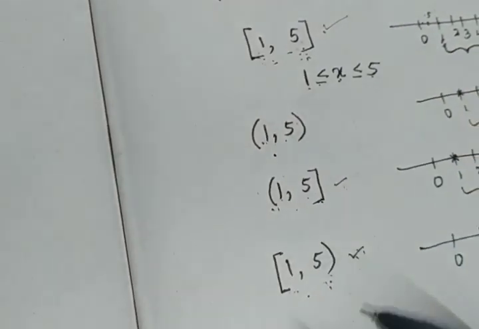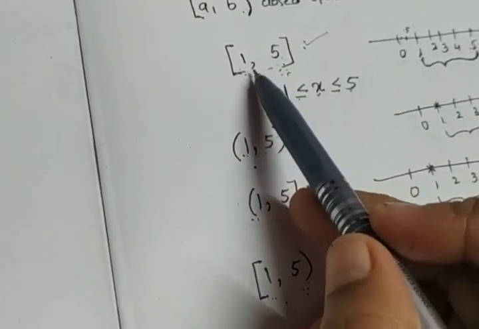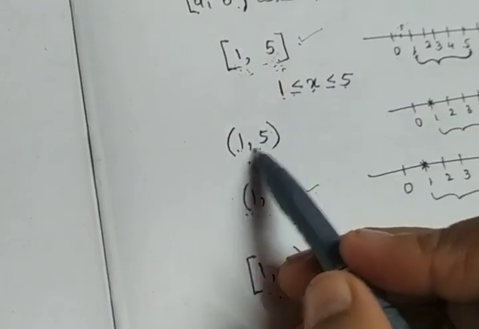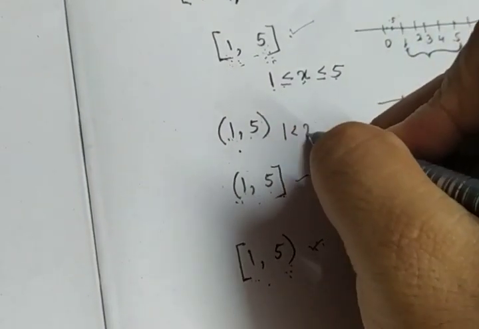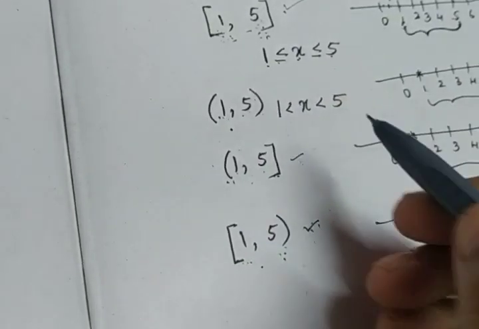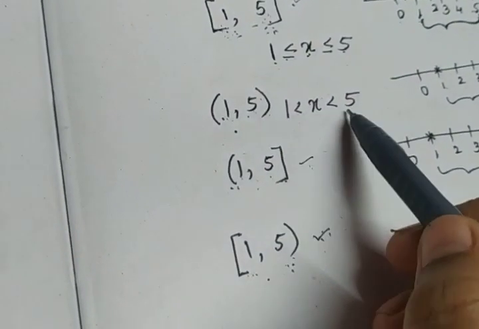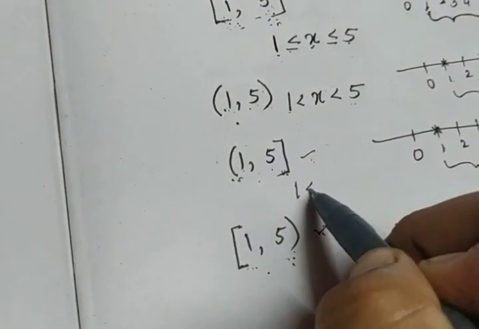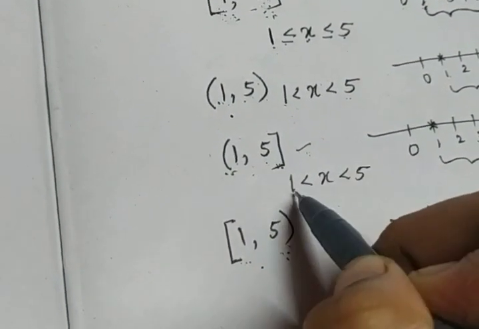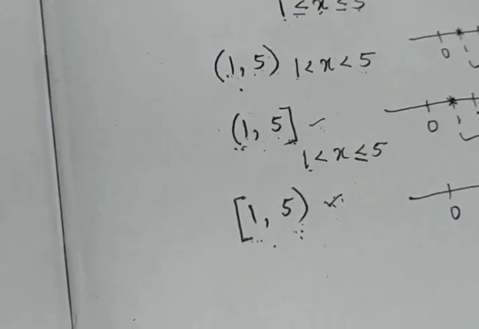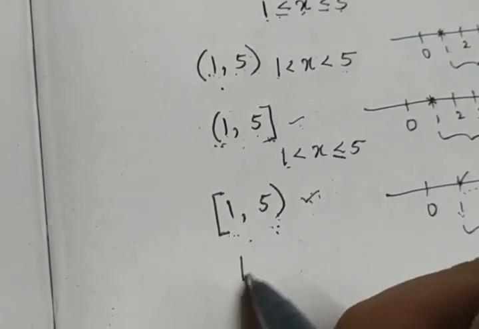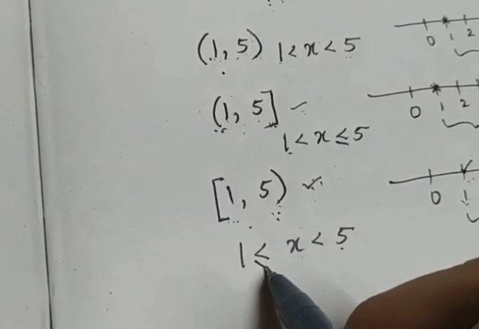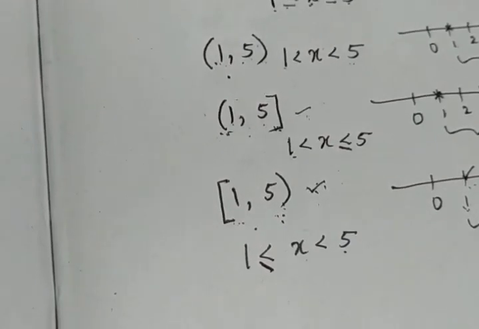So these are the 4 intervals. Closed interval [1, 5] means all the real numbers between 1 and 5, including 1 and 5. Open interval (1, 5) means all the real numbers between 1 and 5, excluding 1 and 5. Open-closed (1, 5] means all the real numbers between 1 and 5, excluding 1 but including 5. Closed-open [1, 5) means all the real numbers between 1 and 5, excluding 5 and including 1. So these are the 4 types of intervals.